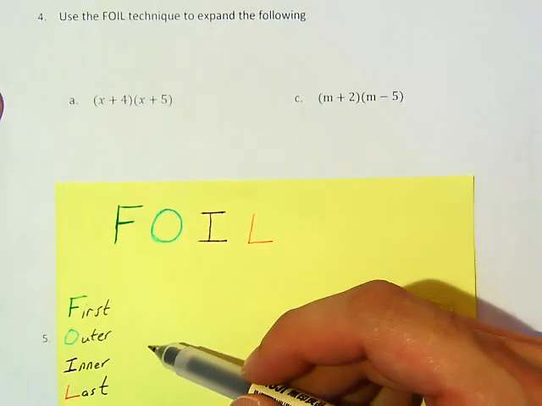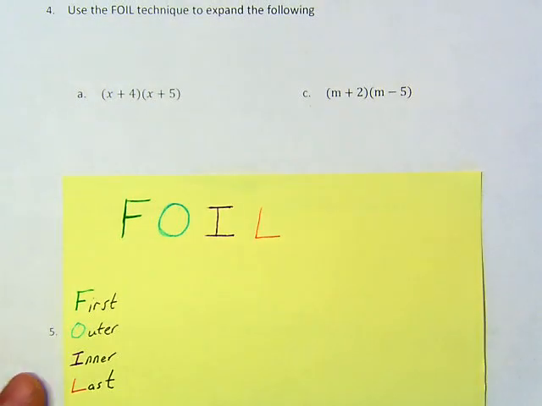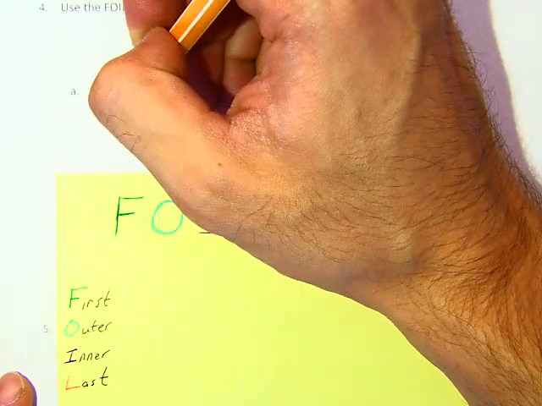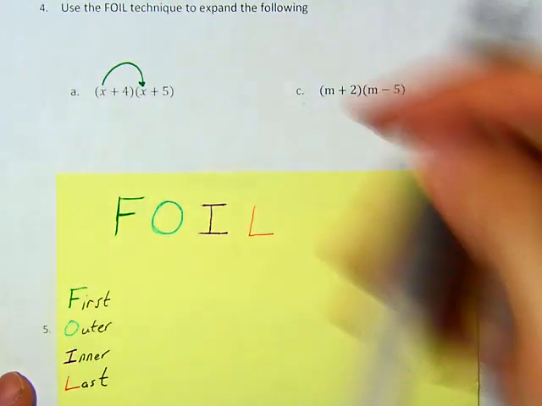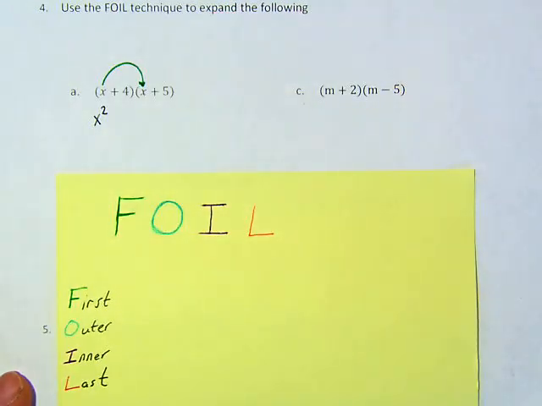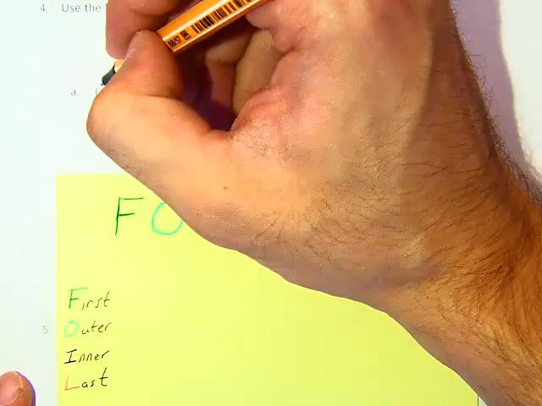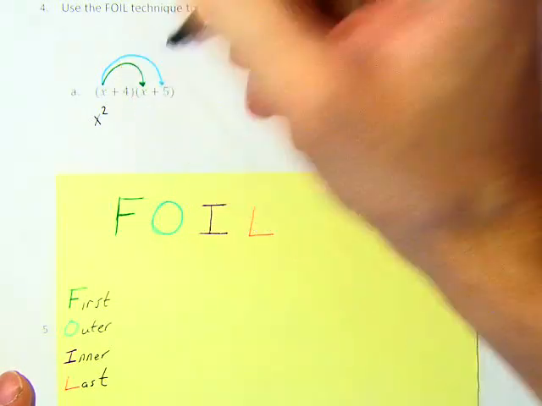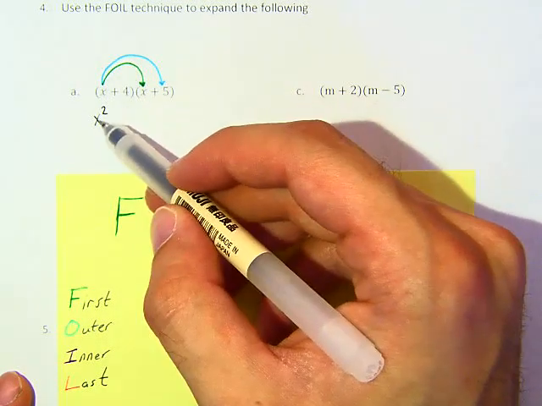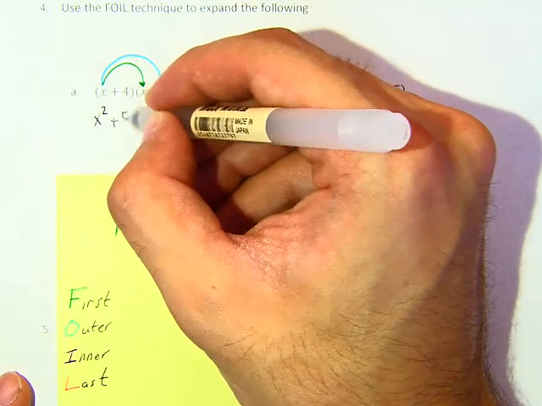And remember, this is the idea of FOIL. You have first, outer, inner, last. So watch as I go with the colors, just in case you forget. Here, you remember you have x times x is x squared. And then what's the next one? Follow the O over here. So this will be this x times this 5, right? So again, this x times this x is x squared. This x times this 5 is 5x.